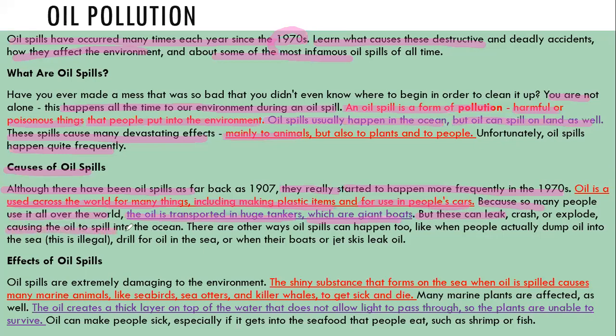Causing oil to spill in the ocean. There are other ways oil spills can happen too, like when people actually dump oil into the sea. This is illegal.